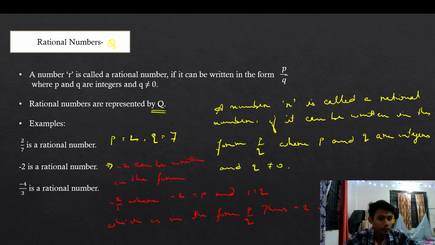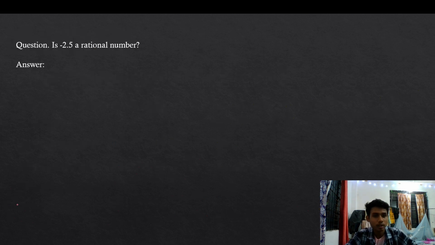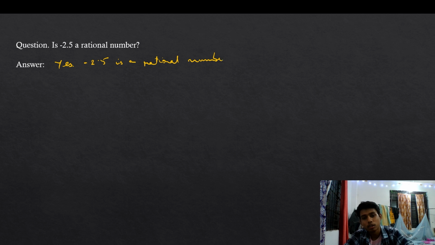So, is -4/3 a rational number? Again, the answer is yes, as the -4 is P here and 3 is Q. Now, the question arises, is -2.5 a rational number? So the answer is yes, -2.5 is a rational number.